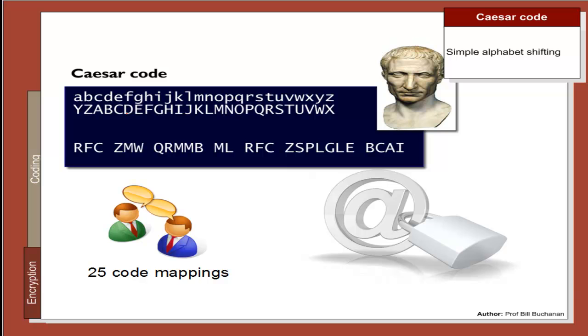So a standard coding method is the Caesar code, where the alphabet is shifted by a number of letters. So you can see in this case we've moved the alphabet by 2 letters. So in this case an R is actually a T, and F is an H, and a C is an E. So we've got the word the. The problem with the Caesar code is that there's only 25 different mappings for it.